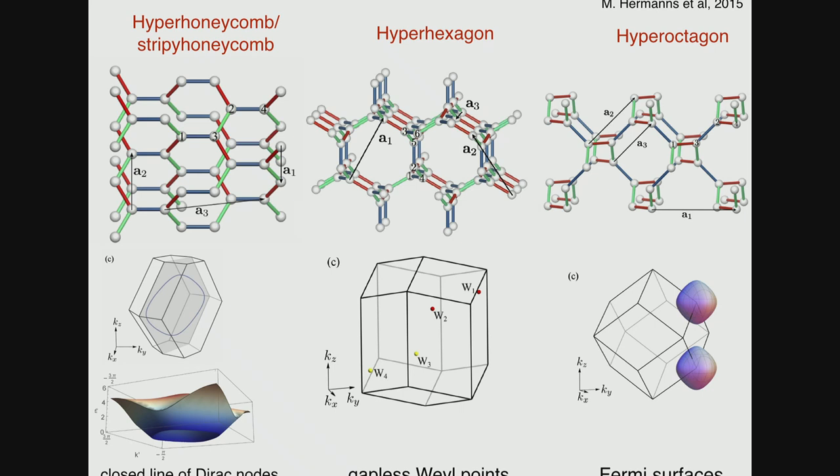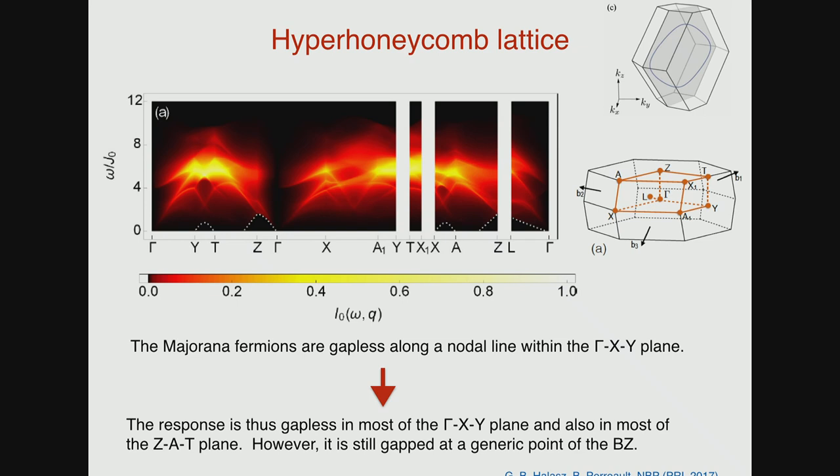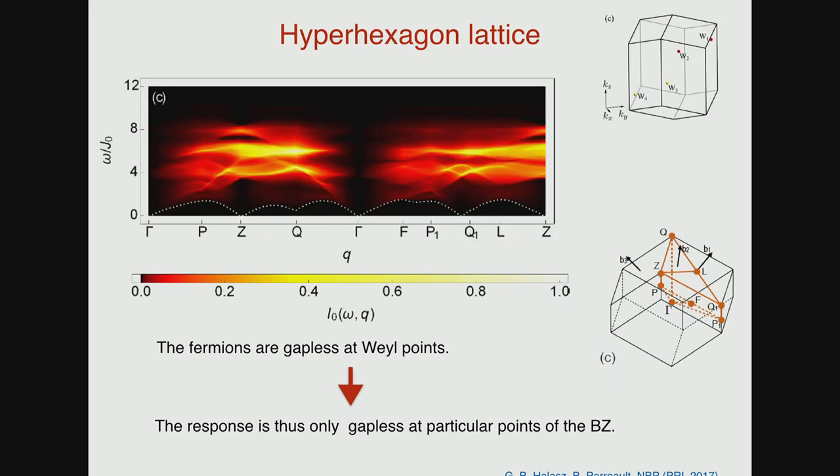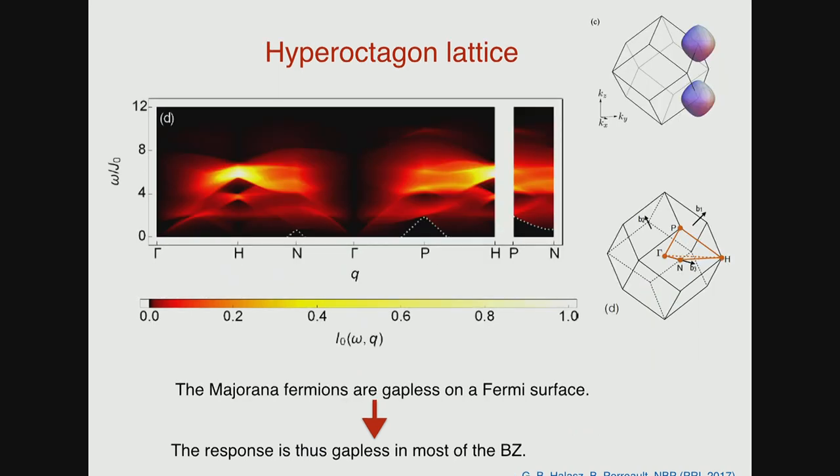Very quickly, what is the result for this 3D Kitaev spin liquid? Once again, we want to see how this nodal structure, line or points or Fermi surface, appears in the responses. So in this hyperhoneycomb lattice, we compute the response, and we see that this white dot corresponds to the place where we do have a gap, but in most parts of the Brillouin zone, we have a gapless response. So this is the hyperoctagon lattice where we have a discrete number of Weyl points, and you see that in the response there is only a discrete number of gapless points, and once again, these features are all computed exactly. And when you have a Fermi surface, then almost all the response is gapless.